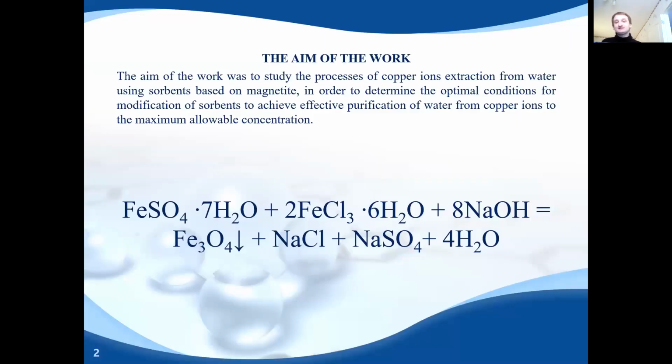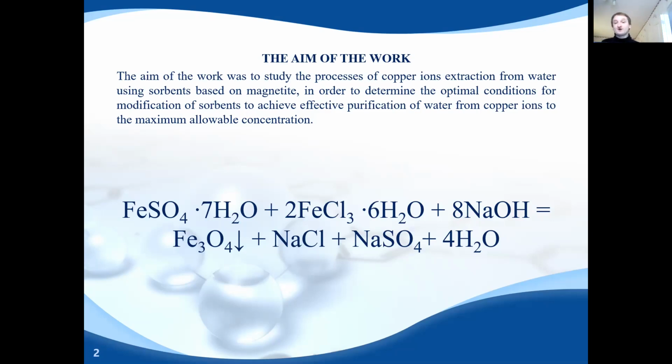The end of the 20th and the beginning of the 21st century were marked by both scientific and technical achievements and a significant deterioration of the environment as a result of massive pollution. The state of the hydrosphere is becoming more and more worrying every day. Extraction of copper ions from water with a high degree of purification, as well as water purification from other heavy metals, is quite difficult.